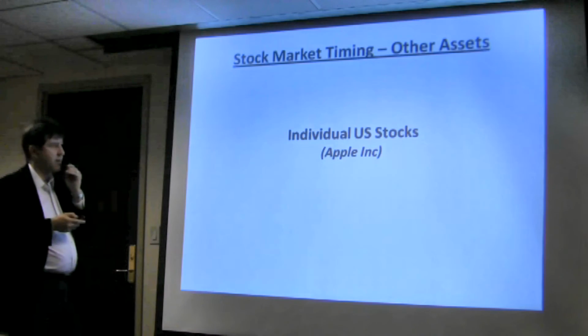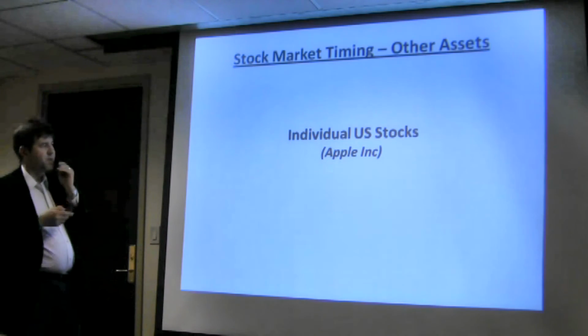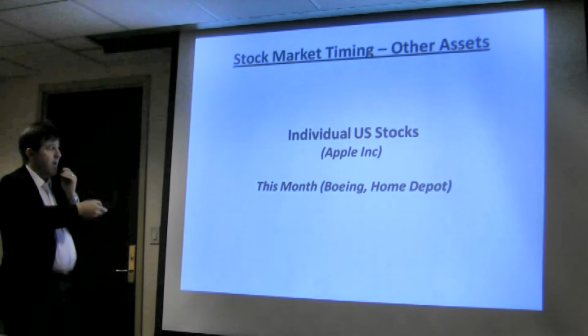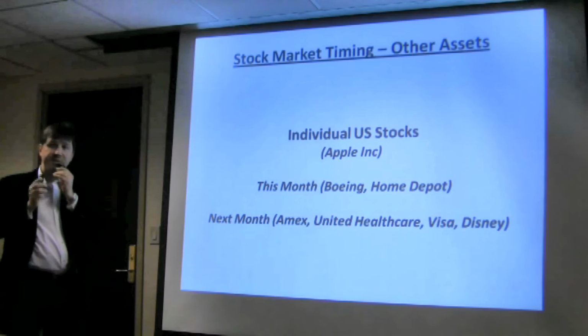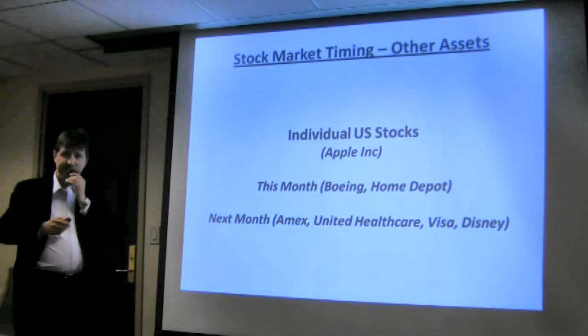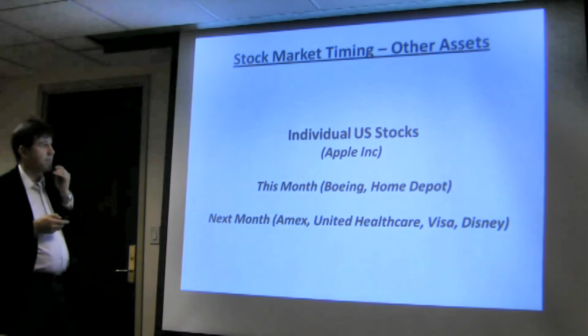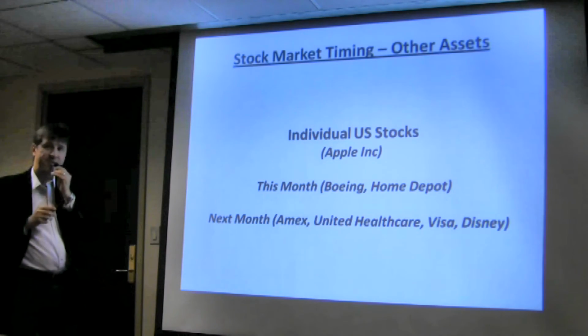Looking at Apple stock, I'll wrap up quite quickly now. Looking at Apple stock, which I have done the last few months, but also this week Boeing and Home Depot. And next month I'm going to look at Amex, United Healthcare, Visa and Disney. These are all stocks within the Dow that are in a bubble. I've already covered Apple before, and I've written an article on it, and I'll show you some of the charts that I had in that article. I'm going to cover Boeing and Home Depot, but all of these stocks are actually in themselves in a bubble.